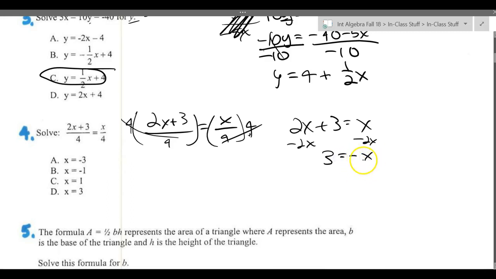Now again, your x is not totally by itself. It has a negative in front of it. So divide by negative 1. That's why we do that. Divide by negative 1. Oh my goodness. There we go. So x equals negative 3.